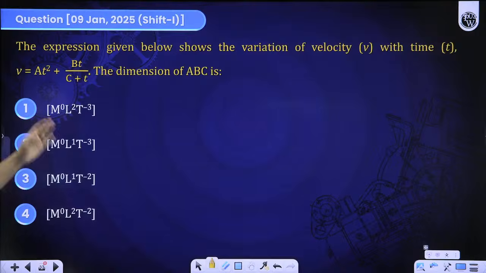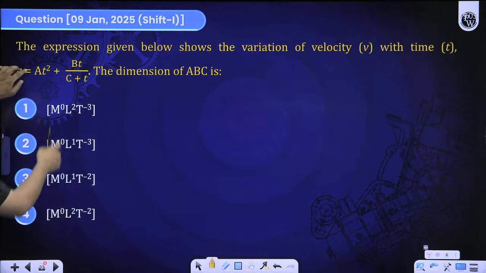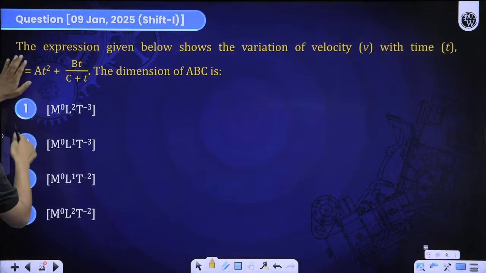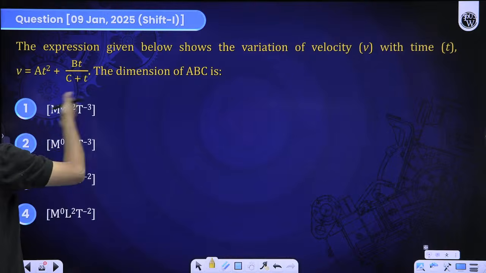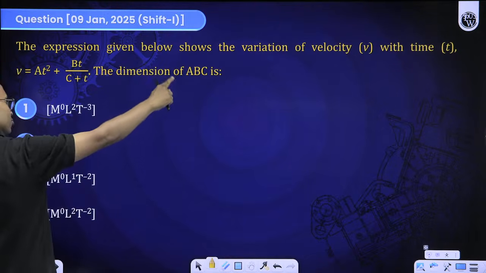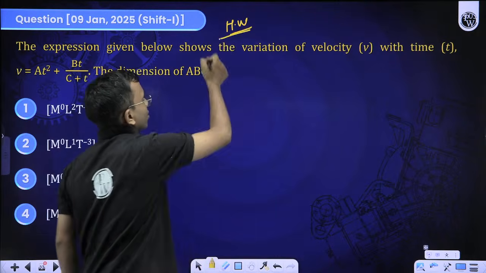So that way you can solve this question also. Just apply the principle of homogeneity. Dimension of C is the same as dimension of T. Dimension of V is the same as AT square. The dimension of AT square, V, and these three things are the same. That way you can find the dimensions of A into B into C. So take this question as part of your homework. You can solve this from your side.